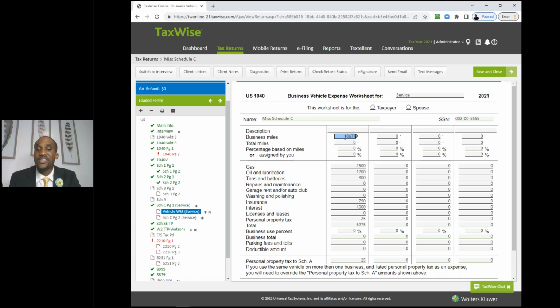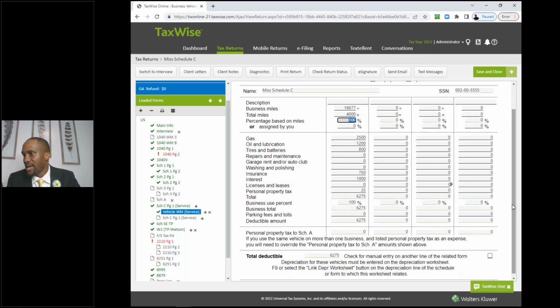18,677 miles, right? So that's the total amount of business miles they had. We're also going to put in about 4,000 commuter miles. So for the business use of this vehicle, let's come over here. We've got total deductible of $6,275. We've got that amount over here.